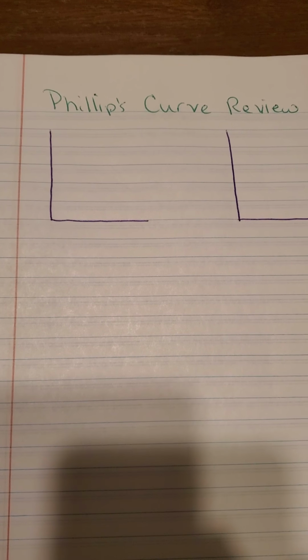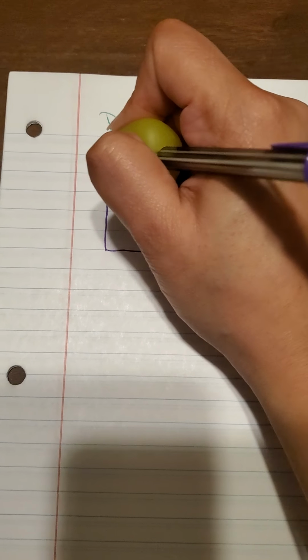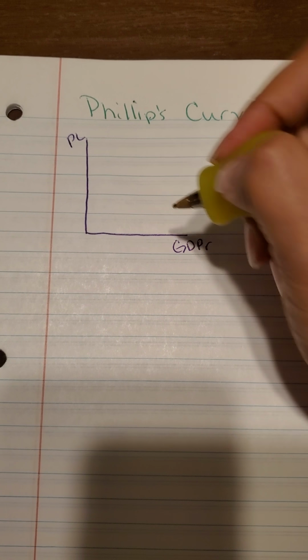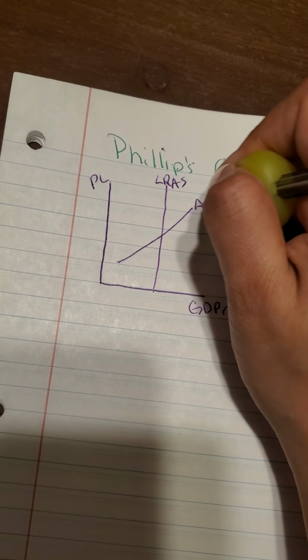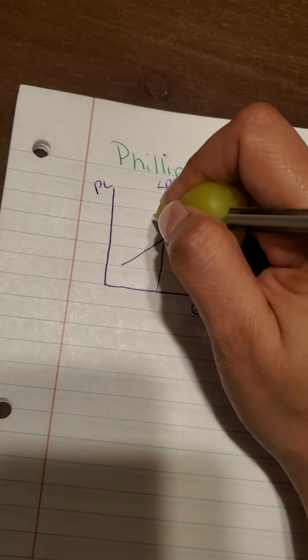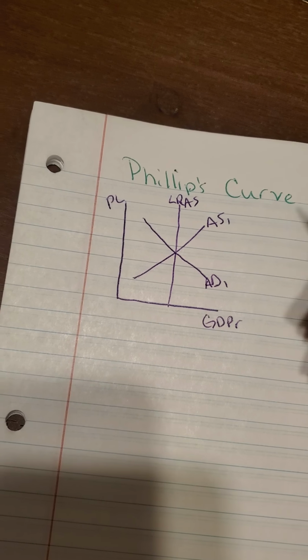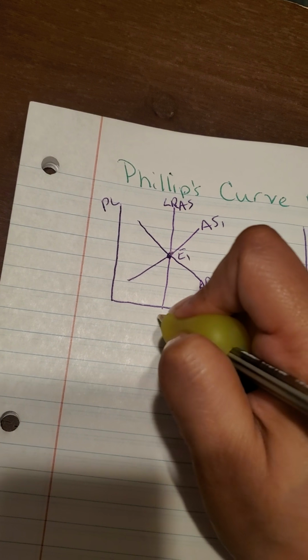So let's go ahead and get started. We'll start off with the aggregate model. Remember that we have price level on the y-axis, real GDP on the x-axis. We have the long run aggregate supply curve, aggregate supply to the sky, the short run, and then aggregate demand to the land. On this graph, we're going to start off at full employment. So E1, Q1, PL1.